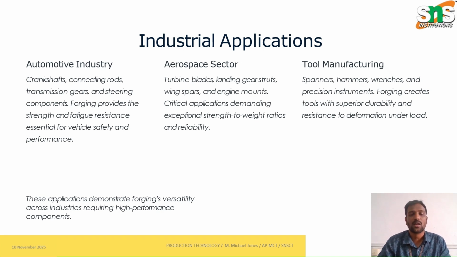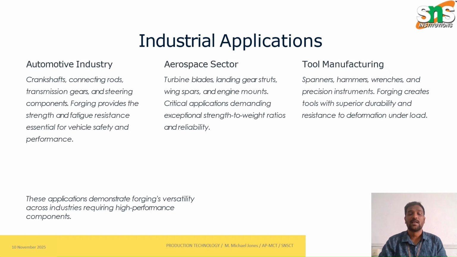In automotives, what components are made through the forging process? The crankshafts and the connecting rods inside the engine, transmission gears, and steering components are made through forging. Why are these components made through forging? Because they experience shear force and combined loads. In such cases, machined components will be of no use, so only forged components are used.